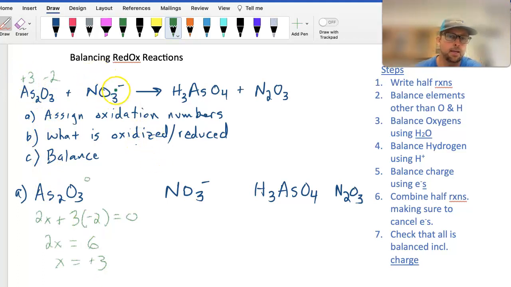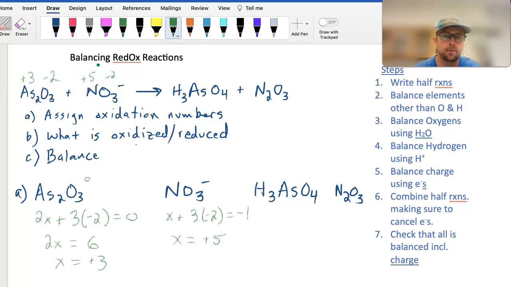And for nitrate, the oxidation numbers don't add up to 0. They add up to -1. So if we set up our equation, we get x plus 3 times -2 for oxygen equals -1. This tells us that our nitrogen is going to have a +5 oxidation number. So again, oxygen is going to be -2, as it usually is in compounds and ions, and nitrogen +5.